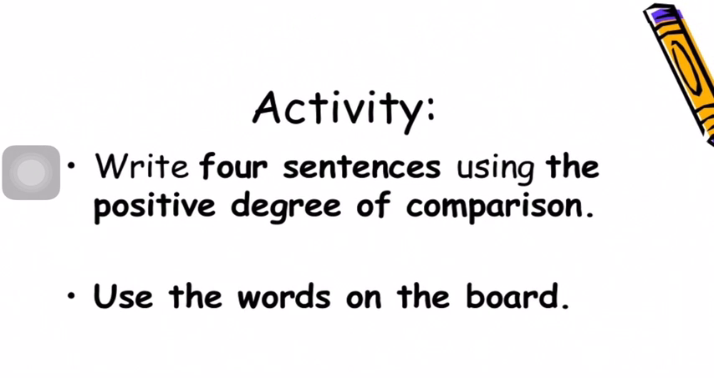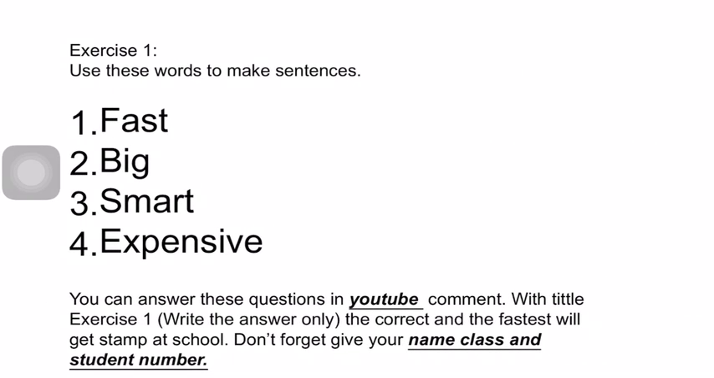Now the activity. Write 4 sentences using the positive degree of comparison. Use the words on the board. Exercise 1. Use these words to make sentences. First, you can use the word fast. Second, big. Third, smart. And fourth, expensive.